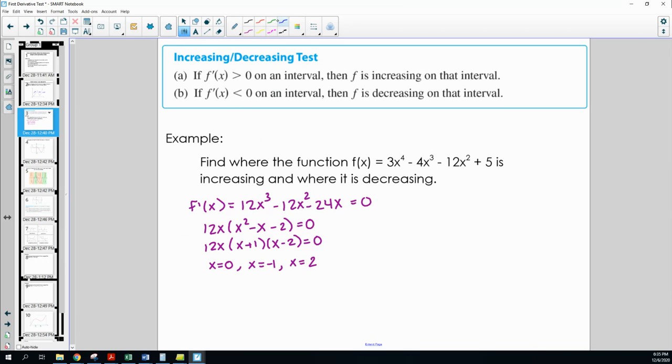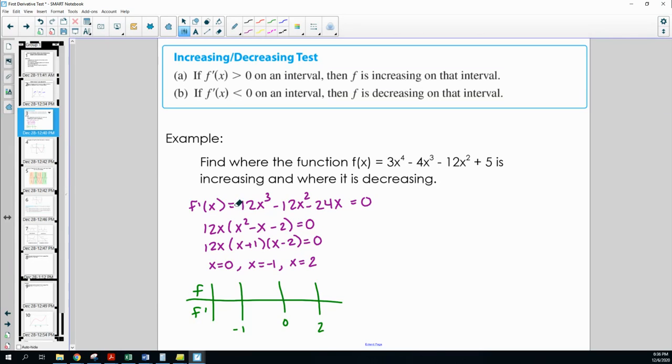Now what I'm going to do is make a little f prime chart. There are different ways to do this. If you find a better way that you like, you can make your chart however makes sense for you. Basically, the three values that I have for when my derivative is 0, I'm going to put in order. So I'm going to put negative 1 here, 0 here, and 2 here. What I'm trying to do is pick values to the left of negative 1, so less than negative 1, between negative 1 and 0, between 0 and 2, and greater than 2.